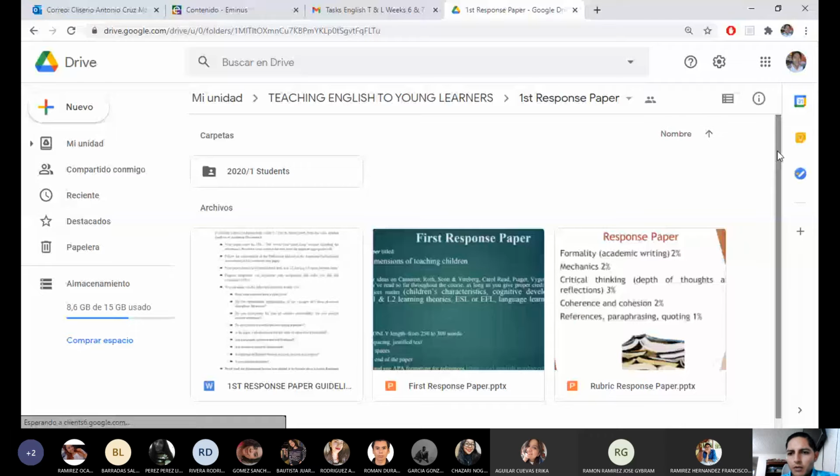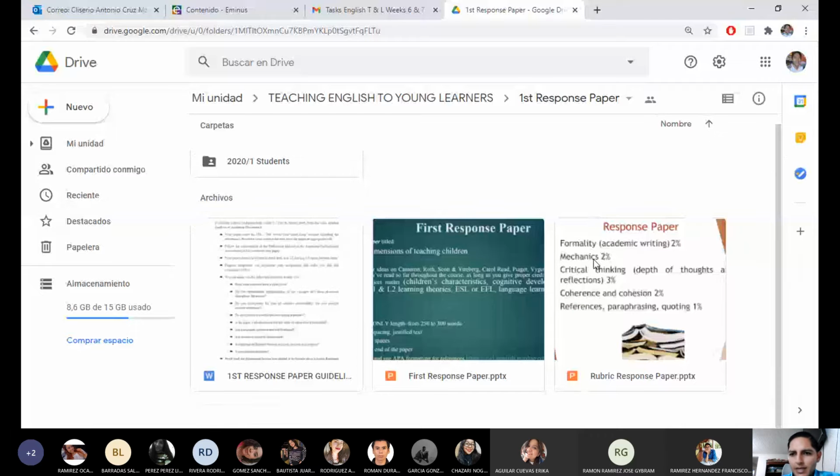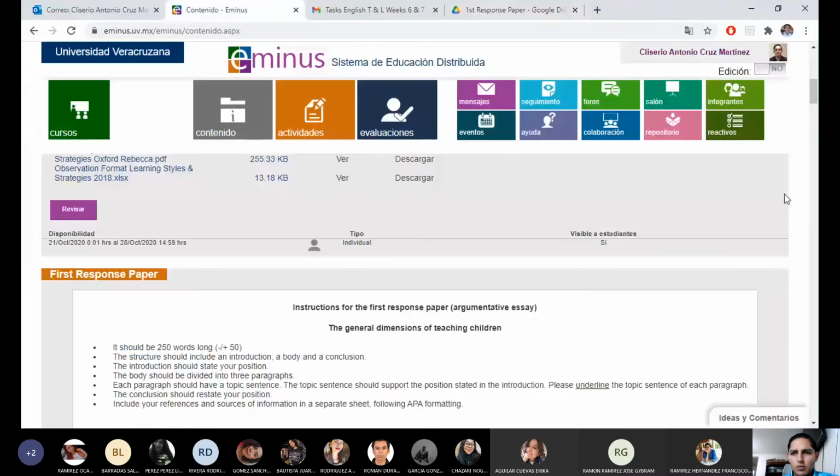This is the rubric for evaluation: formality, mechanics, which is grammar, critical thinking, coherence and cohesion, and quoting, paraphrasing, and references is also included there. These are some recommendations. They are also guidelines, but they are more recommendations before you hand it in. You should give it a go first, read it, and check some recommendations there. And this is also about the instructions and characteristics of the response paper. But you can find everything here if you go to Eminus. Okay.